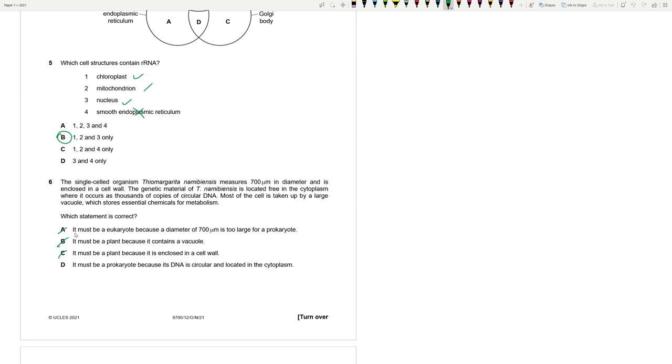Fungi have cell walls, for example. Okay, and even some prokaryotes do. It must be a prokaryote because bacteria contain cell walls. By the way, okay. Fungi have chitin in the cell walls, and bacteria have mucopolysaccharides. It must be a prokaryote because its DNA is circular and located in the cytoplasm. Exactly what I was talking about, right? So 6 is D. That's right.